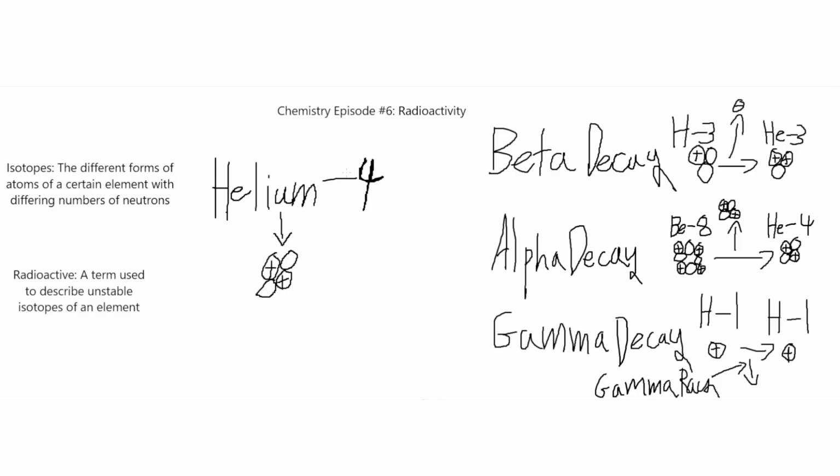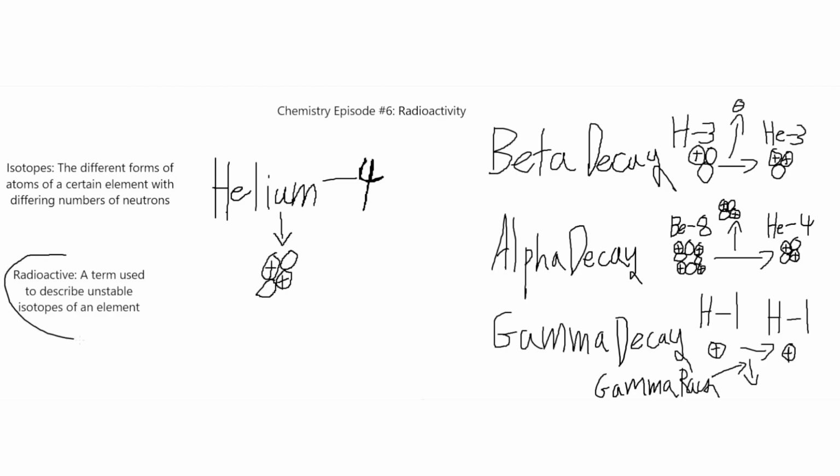Now you could figure out how many neutrons an isotope has if you just knew the number of protons of the element. So if you knew that helium had 2 protons, subtracted from this number, you'll get 2 neutrons. So helium 4 contains 2 protons and 2 neutrons.